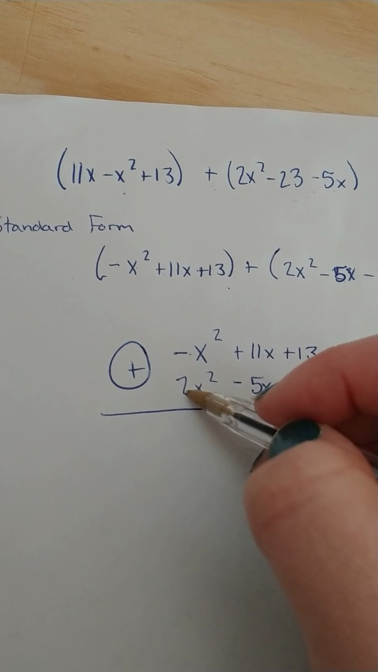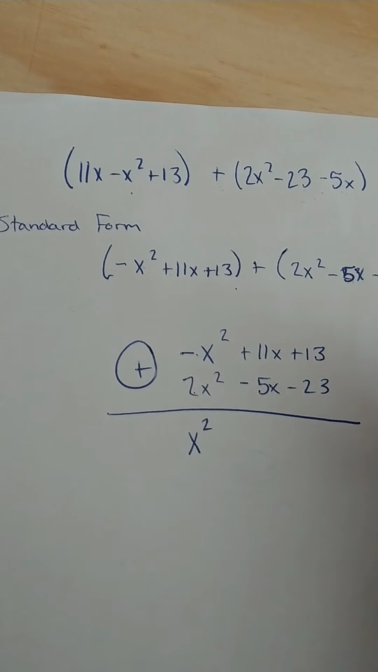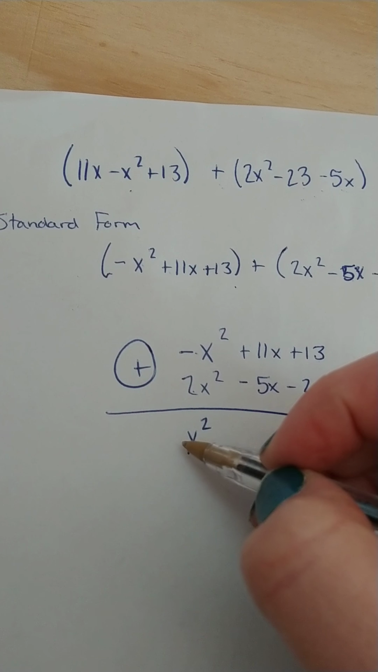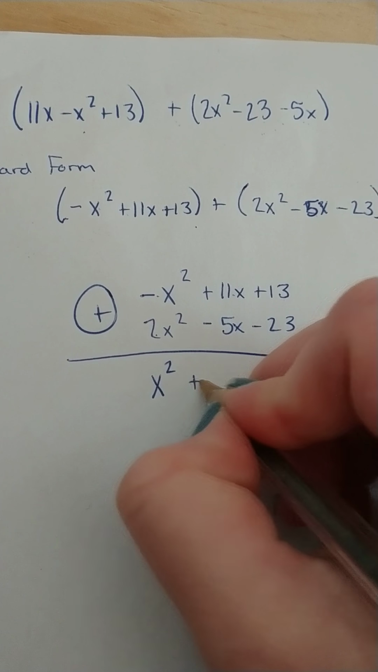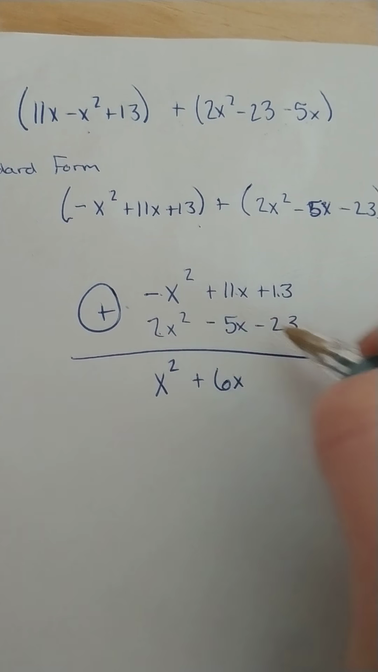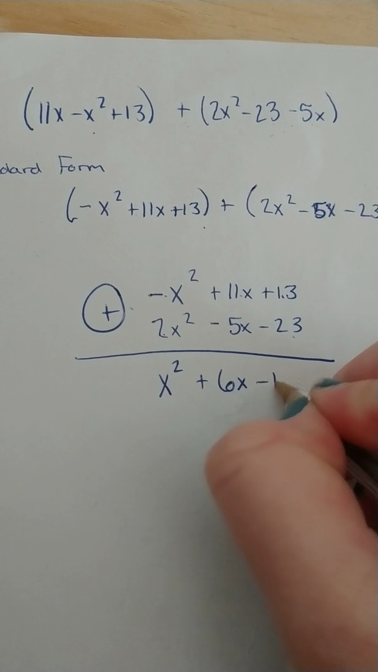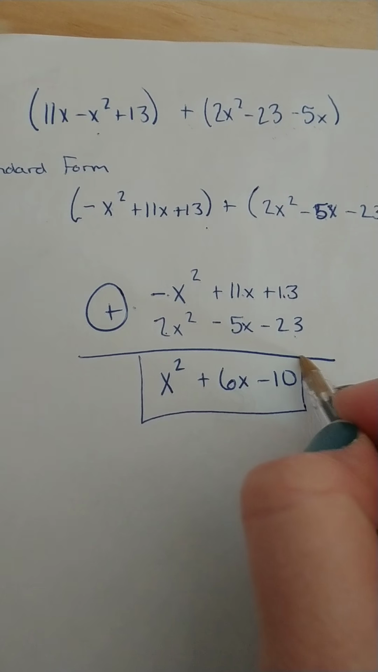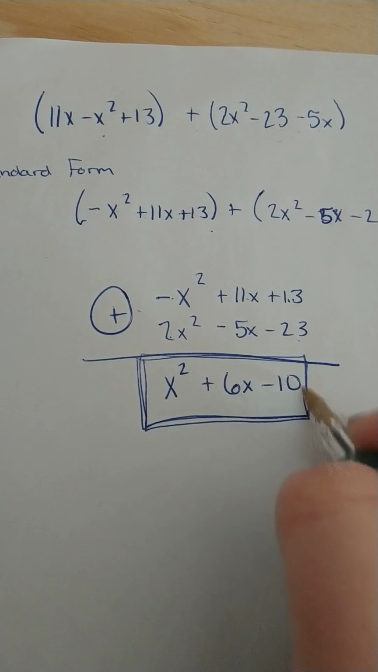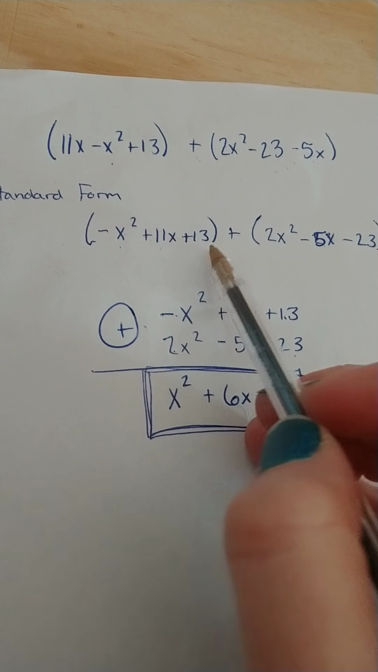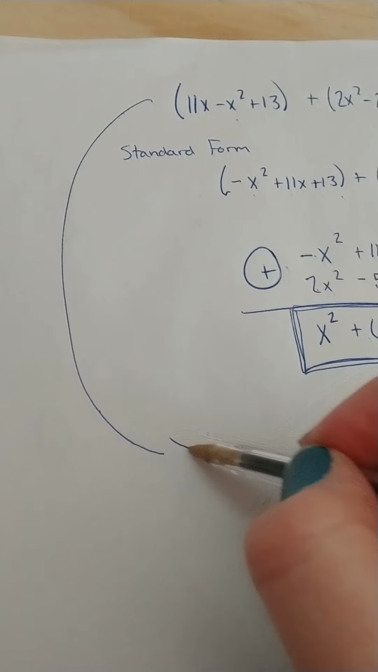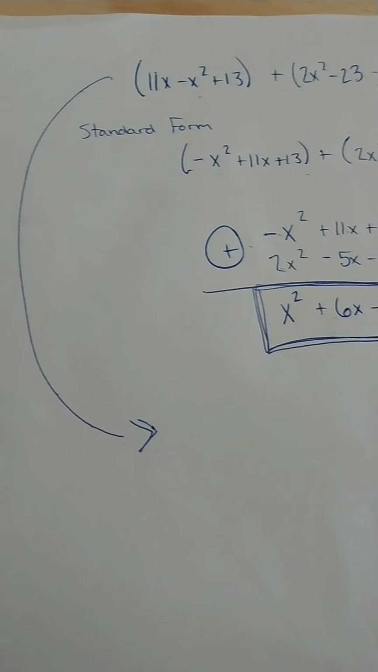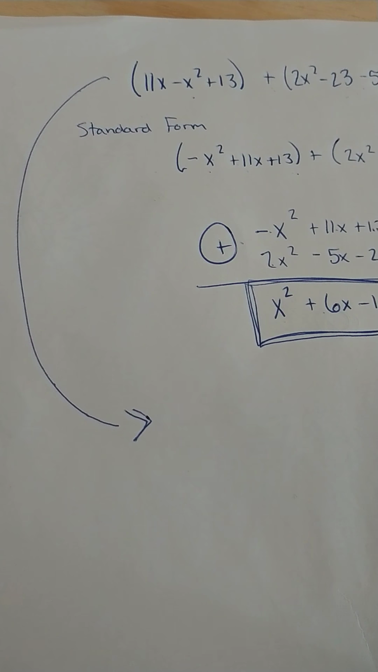So what's negative 1 plus 2? That's 1. Am I allowed to put that 1 there if I want to? Yes. Do I have to? No. What's 11 plus negative 5? Well, that's 6. What's 13 plus negative 23? That's a negative 10. So that's one way you can do it. If you have 3 separate terms at the beginning, you should most likely have 3 separate terms at the end, by the way.